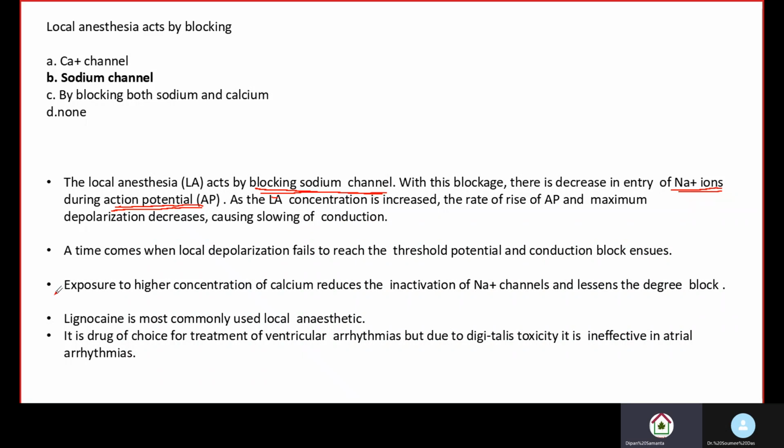As the local anesthesia concentration is increased, the rate of rise of action potential and maximum depolarization decreases, causing slowing of conduction in that portion. There will be a time when local depolarization fails to reach the threshold potential and conduction is completely blocked. Exposure to higher concentration of calcium reduces the inactivation of sodium channels.